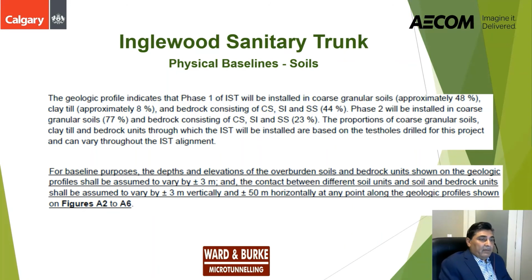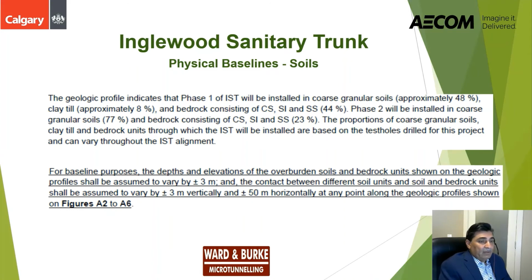So the first baseline that you have to provide is the percentage of each soil unit along the tunnel alignment. So our baseline was that the tunnel alignment has 48% coarse granular soils, 8% clay till, and 44% of bedrock, which is a mixture of claystone, siltstone, and sandstone. And this is for phase one. For phase two, we have provided similar baselines. So remember, phase one has been completed. Phase two is still under progress. So design is under progress, not construction.